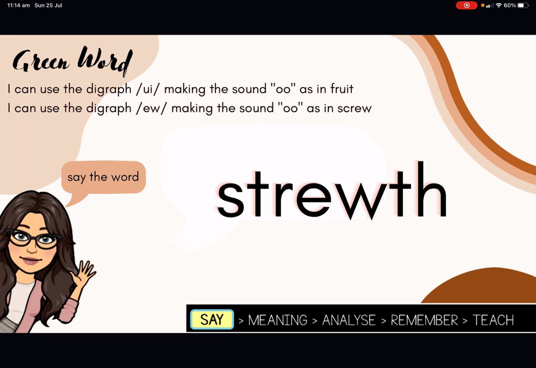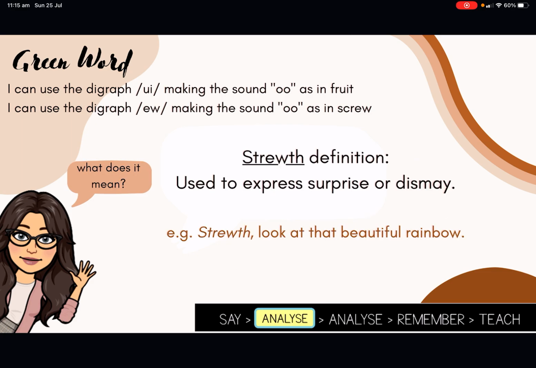The final word we will be analysing today is the word struth. Now the word struth is from our green word column, and it is following the EW digraph. Okay, what does struth mean? Well, struth is defined as expressing surprise or dismay. So the sentence I have used for the word struth is, struth, look at that beautiful rainbow.